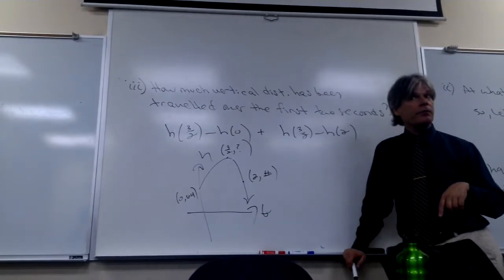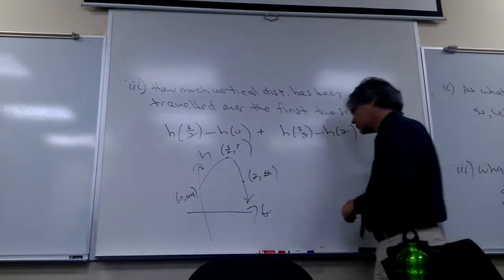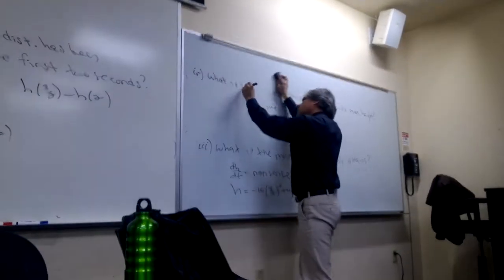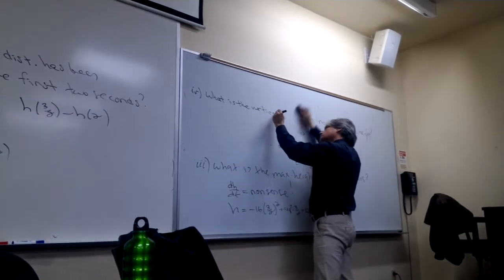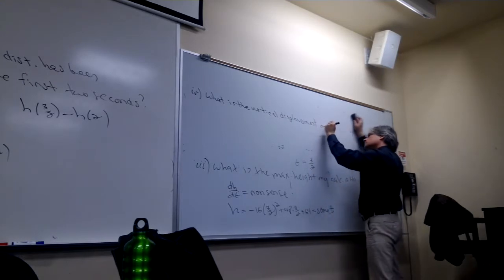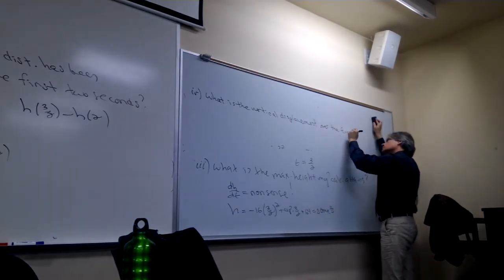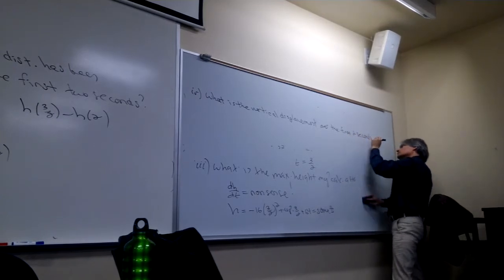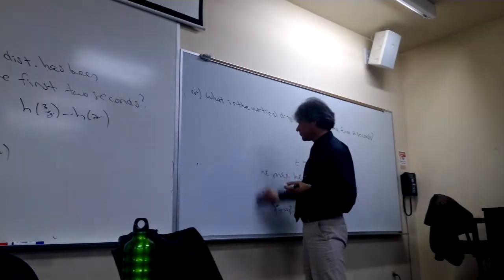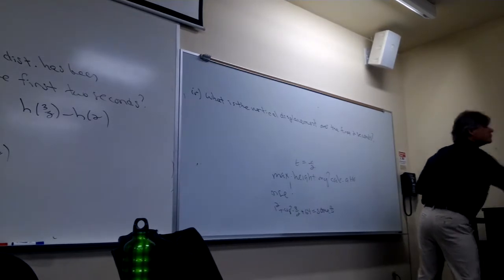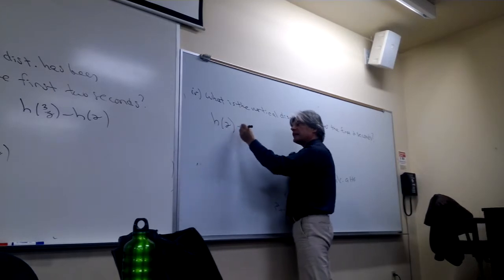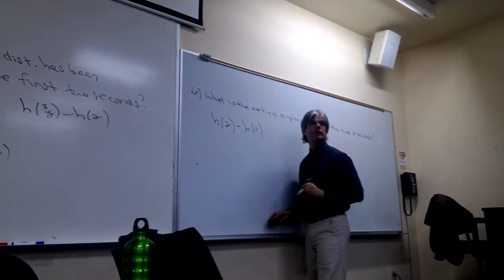Can I beat that clock and not do the number crunching? In other words, what's the change of position for the first 2 seconds? Now you can do what you did for the first. h of 2 minus h of 0. Now, I agree with that. No tricks. It's just simply the difference between the position at the end of 2 seconds and the position at the beginning of 2 seconds.